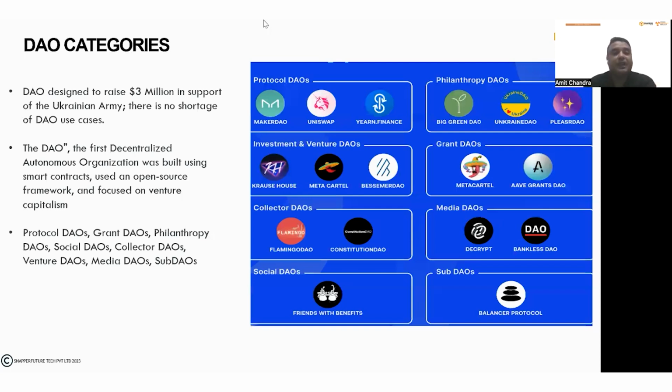Okay. And in the first point, you can see that with the help of DAO, $3 million was raised in support of the Ukraine army. Okay, so this is one use case: 3 million has been collected and given to the Ukraine army for the war, to help support them in the war.